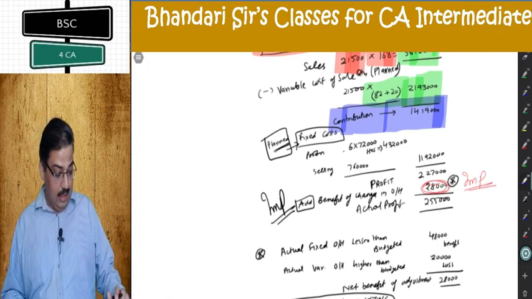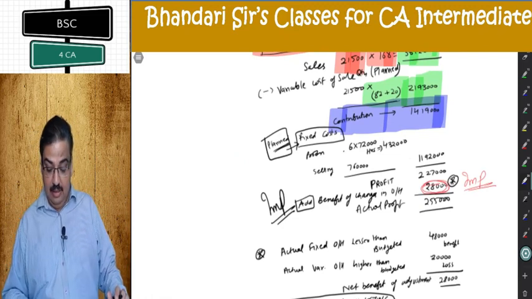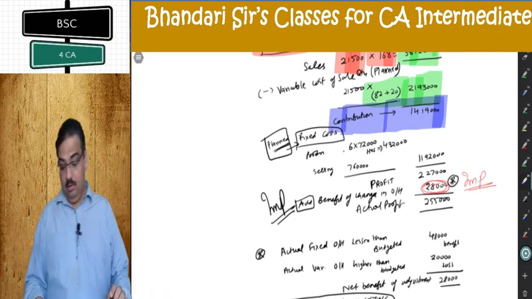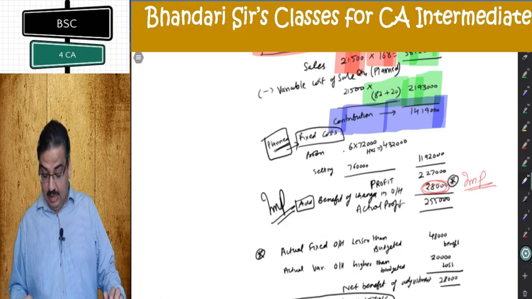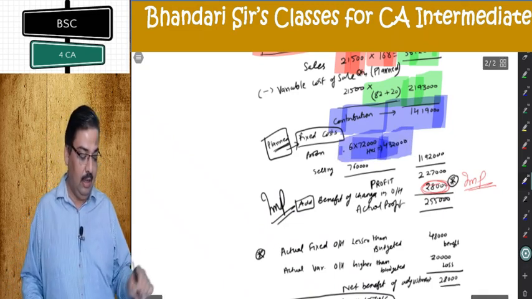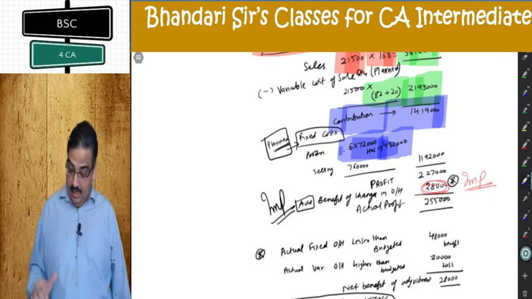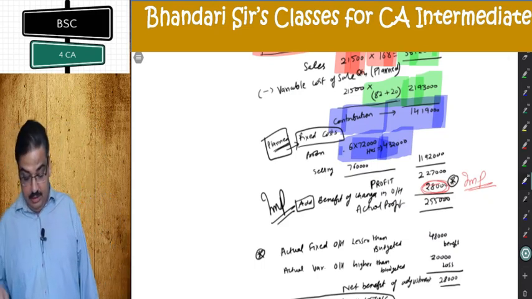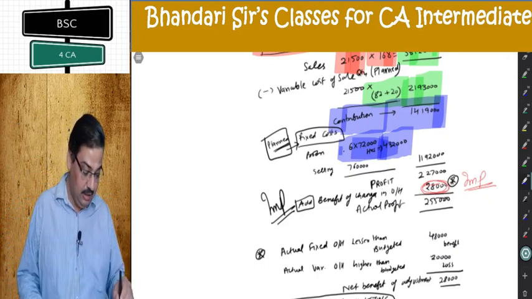Fixed overheads are there. In that it is written 6 rupees per hour. My planned hours, I need to check. Direct labor hours worked, last item in the table given to us, 72,000 hours. 72,000 into 6, 4,32,000. Selling overhead. Fixed selling overhead given 7,60,000.